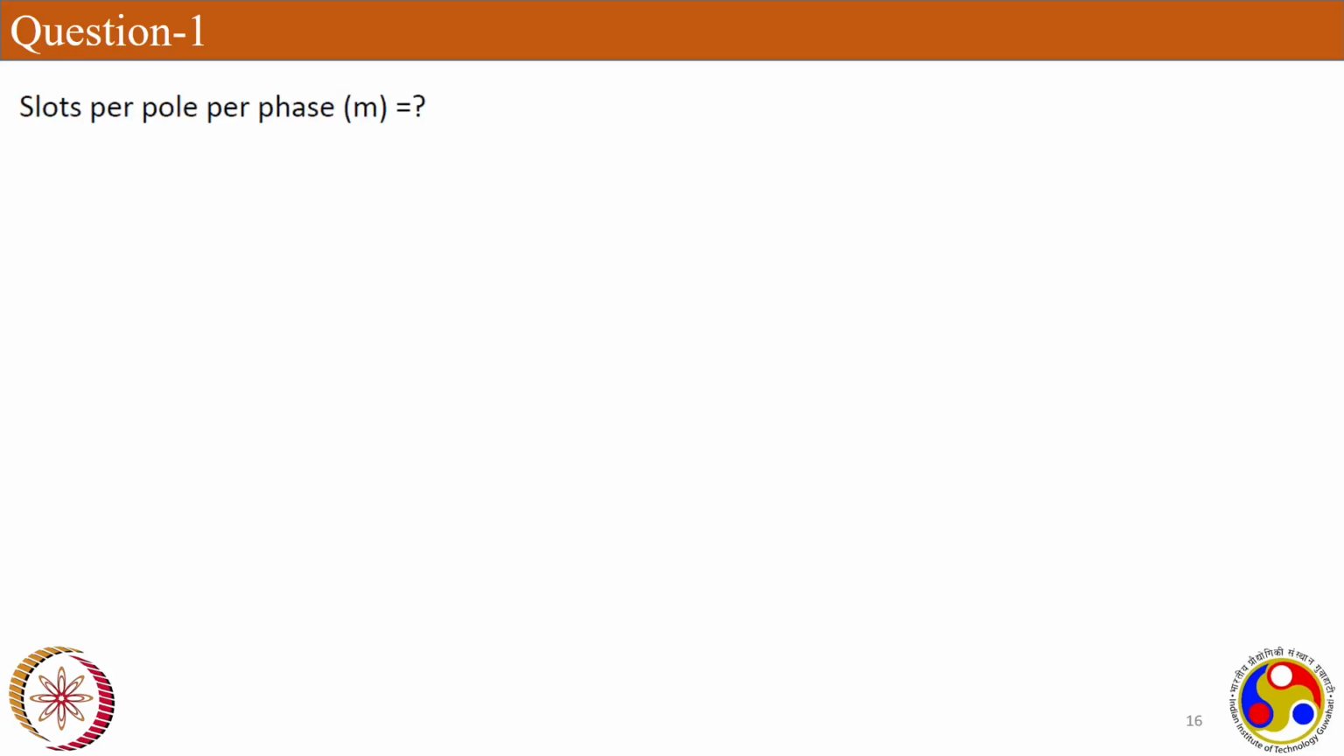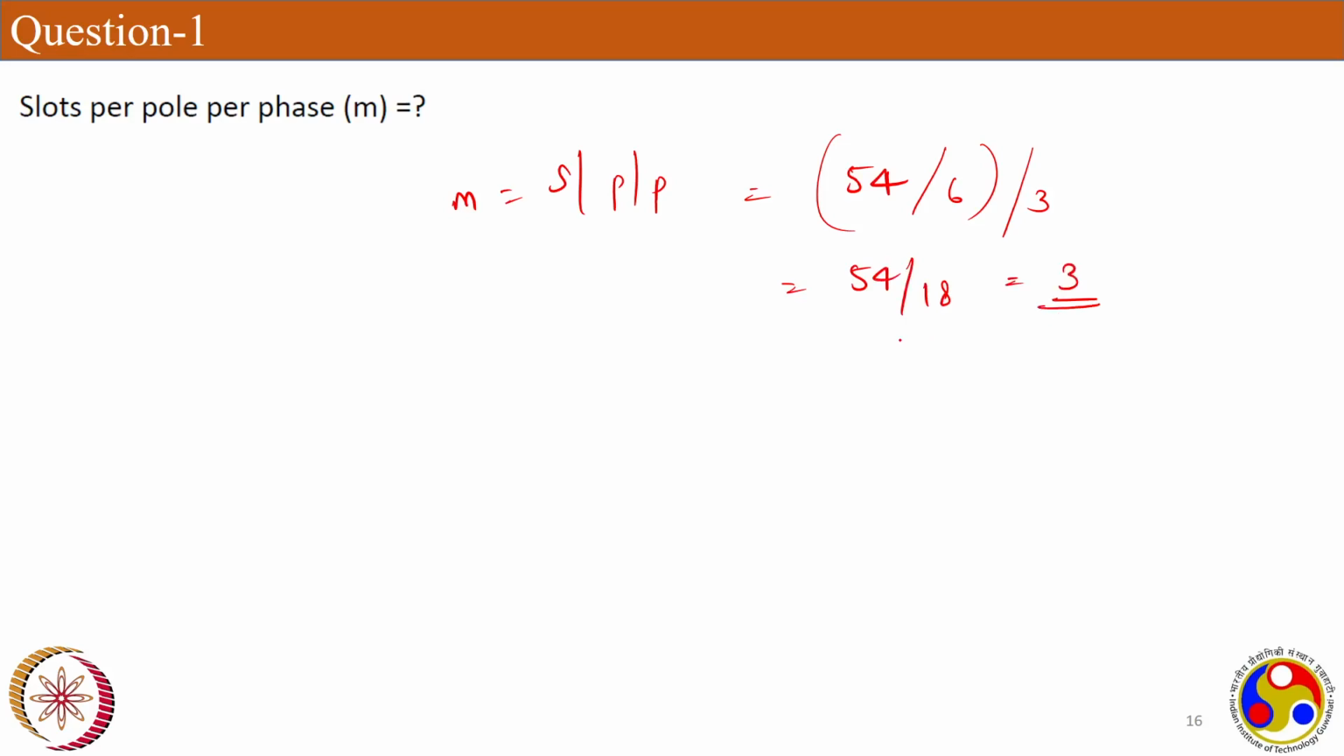Now the next question is M. We already calculated this M. M is equal to slots per pole per phase. How many slots do we have? 54 slots, per pole, it's a 6-pole machine, divided by phase, a 3-phase machine. So 54 by 18, it's 3. So M is 3.